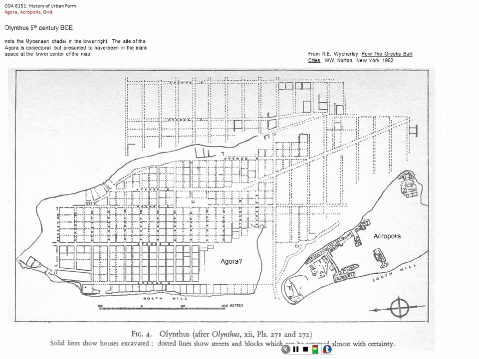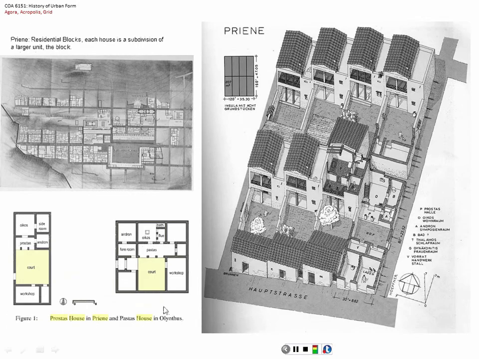Now that makes an interesting comparison. I want to go back here. We're going to compare then two similar cities, Priene and Olynthos. Olynthos also planned as a whole cloth, a very old city that probably is again of Bronze Age origin, but which eventually developed according to these Hippodamian principles.